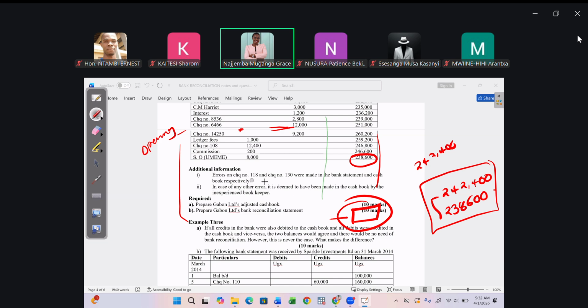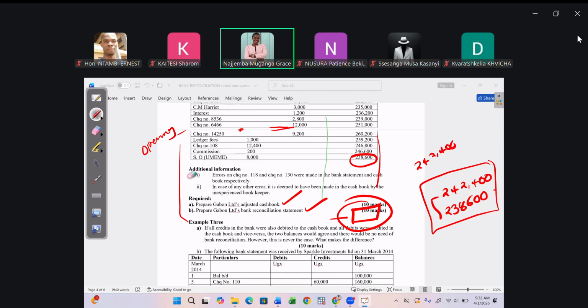Errors on check number 118 and check number 130 were made in the bank and cash book, respectively. In case of any other error, it is deemed to have been made in the cash book by the inexperienced bookkeeper. Prepare the adjusted cash book and the Gabon Limited bank reconciliation statement. So you've seen that. Let's go through the steps.